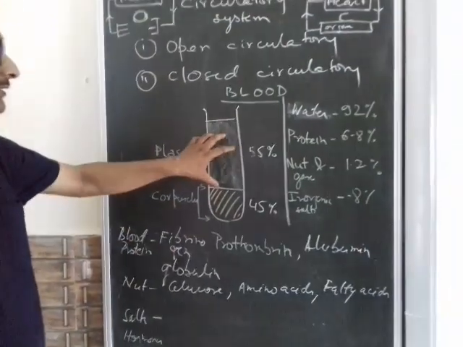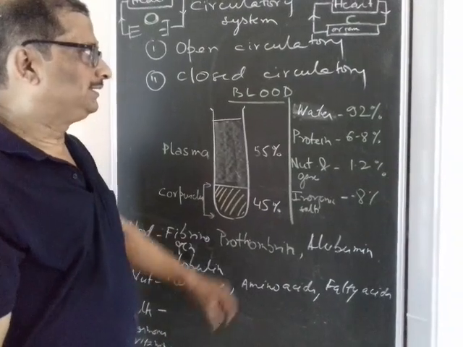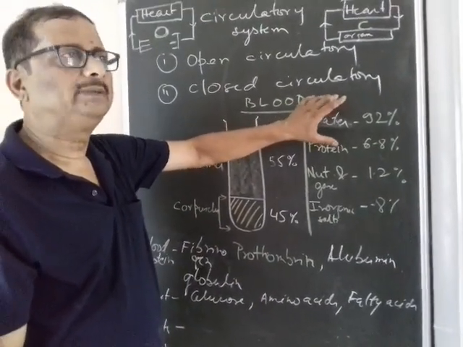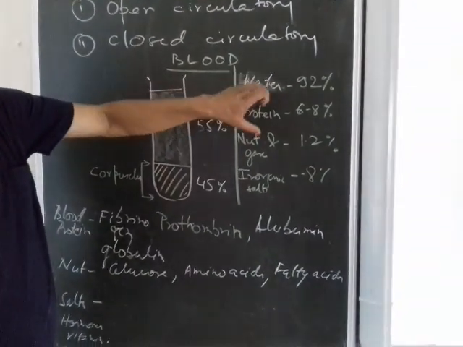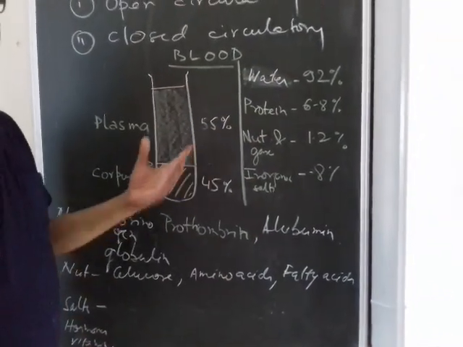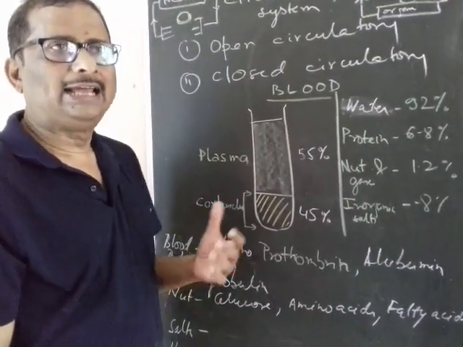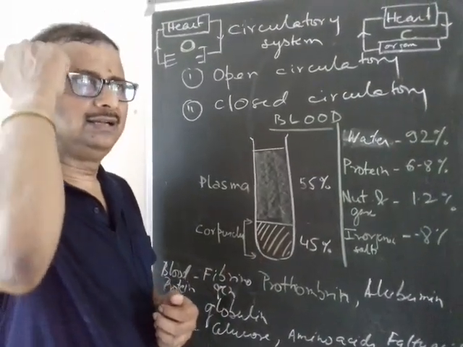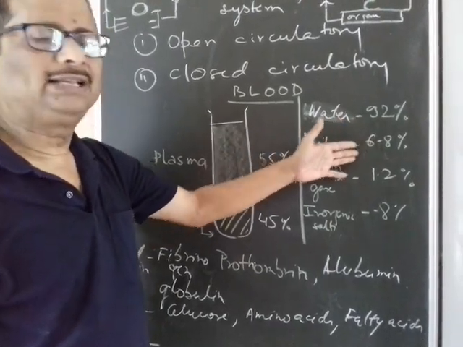Now what is this plasma? The plasma is basically water. 92% of the plasma is water. Then there are certain types of soluble blood proteins. Now what are those blood proteins? Like fibrinogen, prothrombin, albumin, globulin, and so on. All these proteins have specific functions.